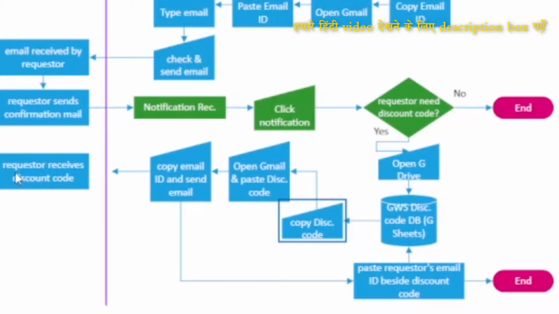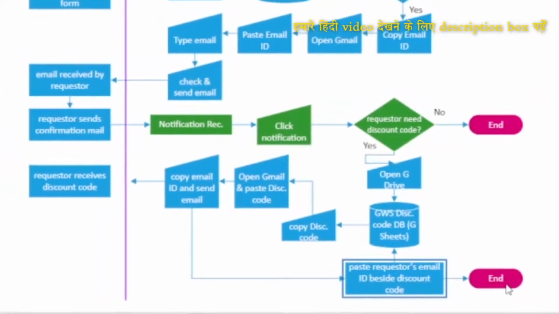Now that is not the end of the process. You see, I have copied the email. So what I do, I again go back and paste the requester's email ID beside the discount code. In the list from where I had just copied the discount code, beside that code I paste this, so that later I can understand which discount code was supplied to which email ID. Now when it is copied, the process ends.